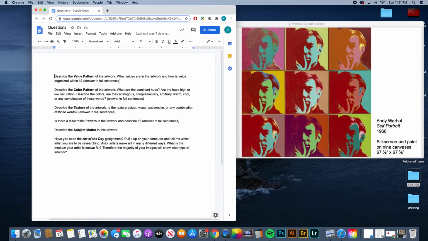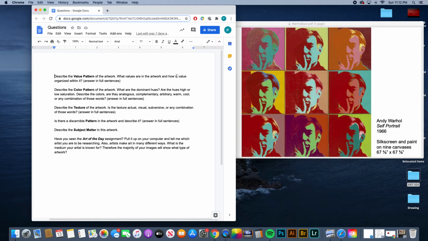I asked you to describe the value pattern of the artwork. What values are in the artwork and how is value organized within it? So look at the color and then imagine that you're colorblind, or imagine that you're taking a black and white photograph of this artwork. What is left? And how is the image organized?